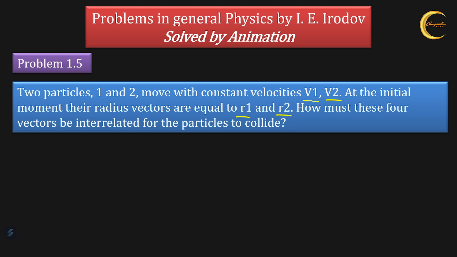Here there are two particles, 1 and 2, and these two particles have different velocities. This is the v1 velocity and that is the v2 velocity. And these particles also have two radius vectors: one is the r1 radius vector, another is the r2 radius vector.